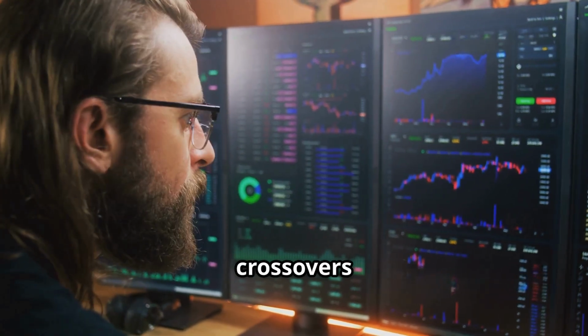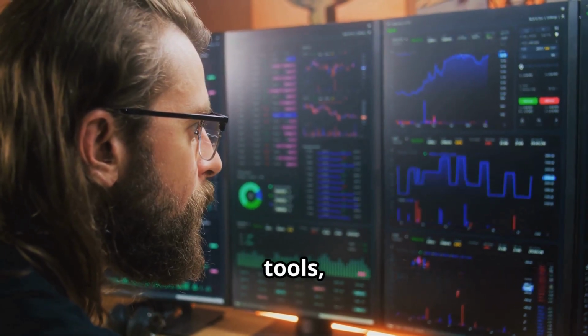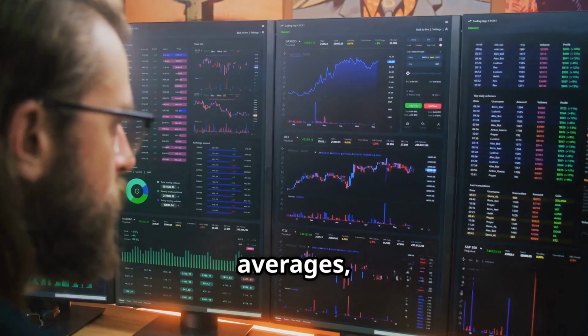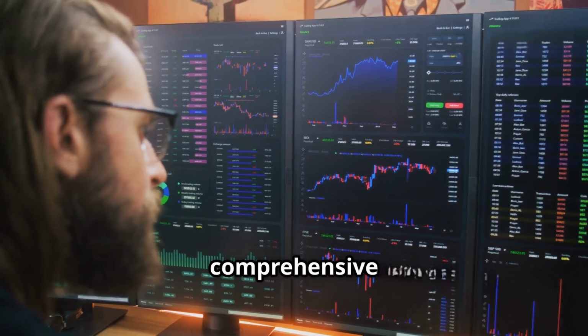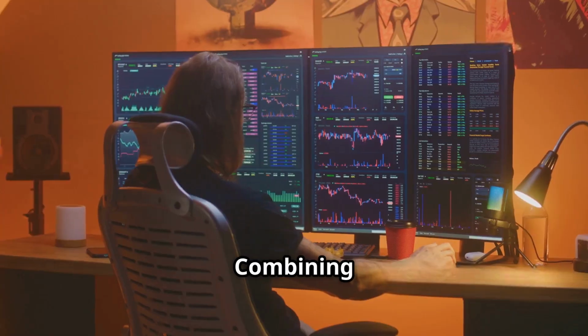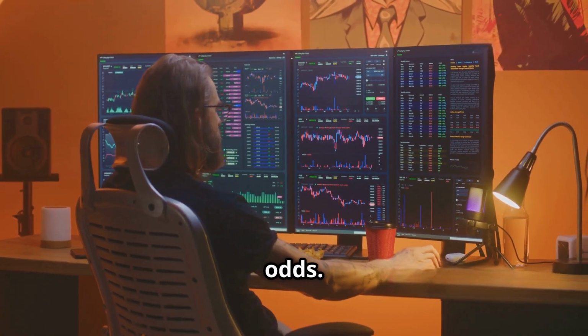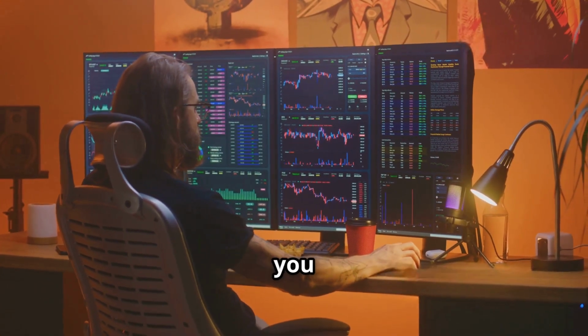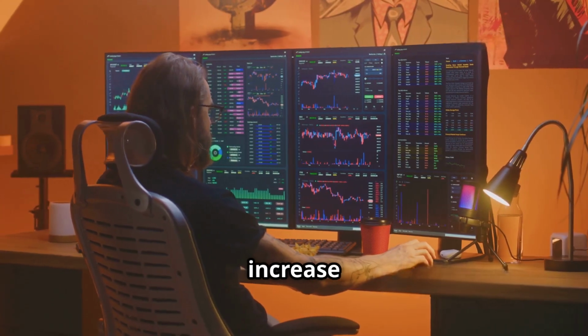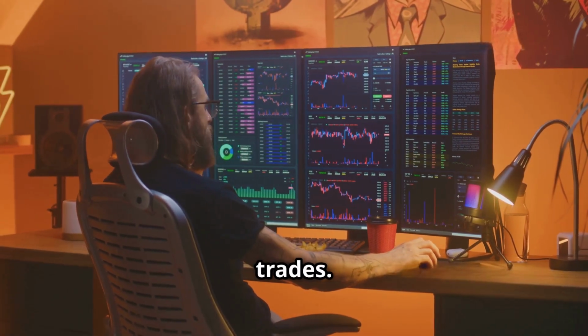Combining MACD crossovers with other technical analysis tools, such as RSI or moving averages, can provide a more comprehensive view of the market. Combining signals increases your odds. By using multiple indicators, you can filter out false signals and increase the likelihood of making successful trades.